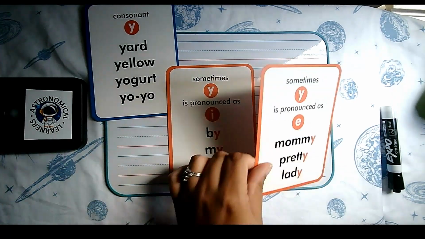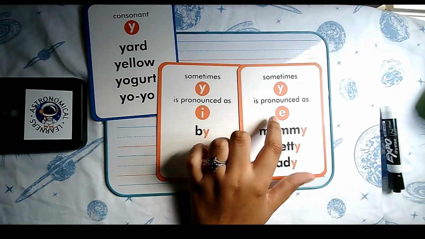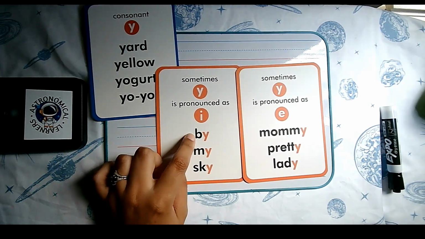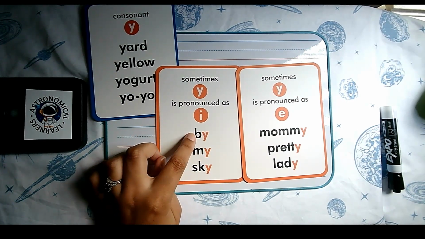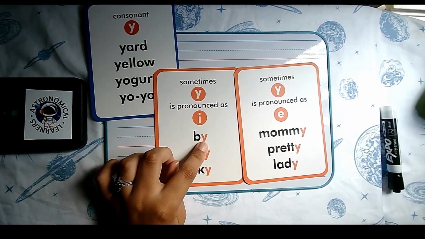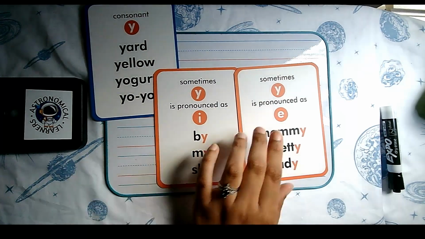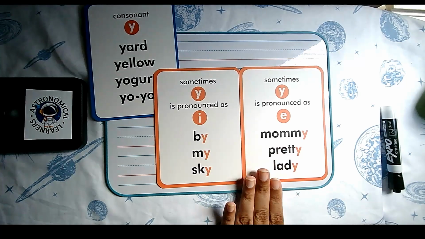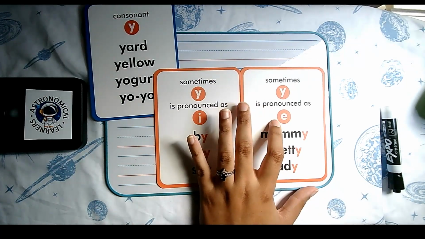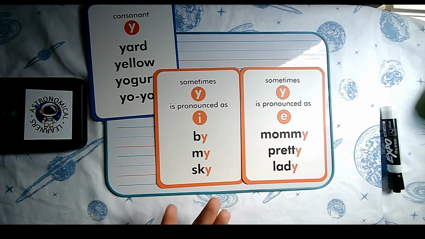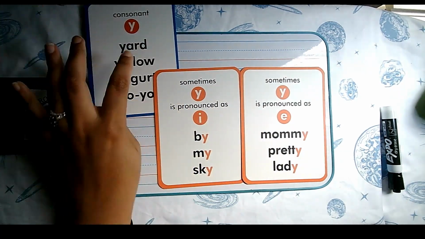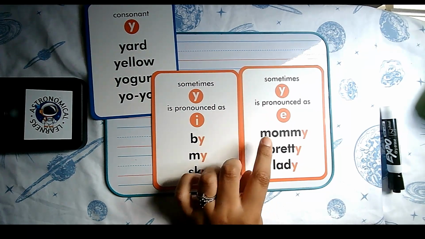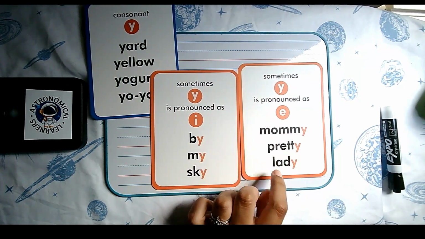And then you also want to introduce it after that as also pronounced as E. So notice how these words are shorter and more decodable. And you might understand these as heart words, because if you know the B, you can understand, okay, well, sometimes it's I. These words are longer, and so they are going to be a little bit more advanced for your student. So that's why we want to introduce this, not necessarily last, but once they've understood that it's a consonant and sometimes pronounced as I, then understand that it's sometimes pronounced as E, like in the word mommy, pretty, lady.